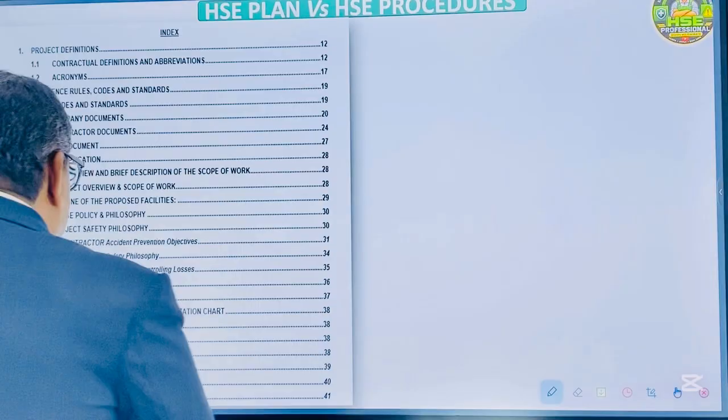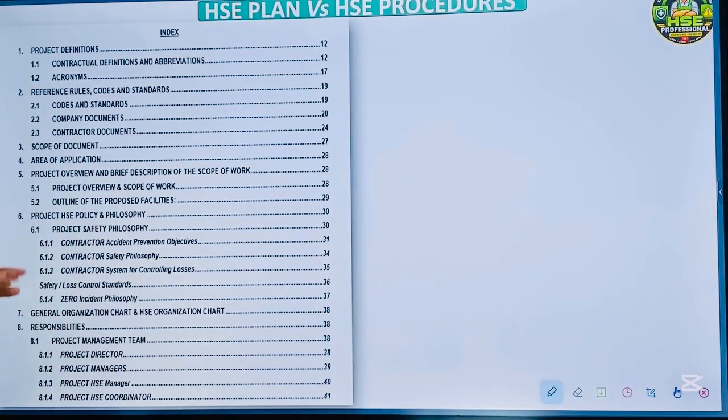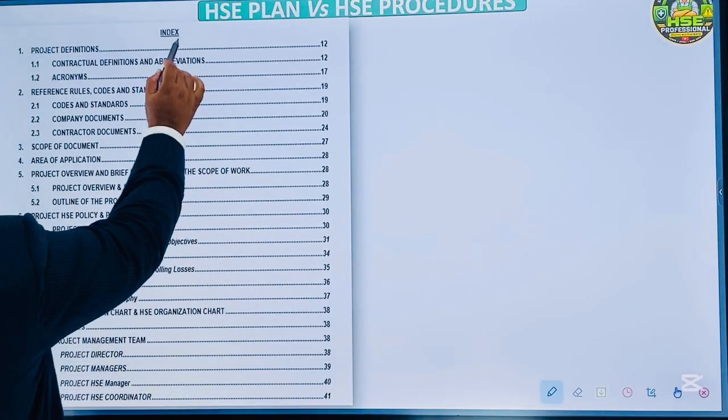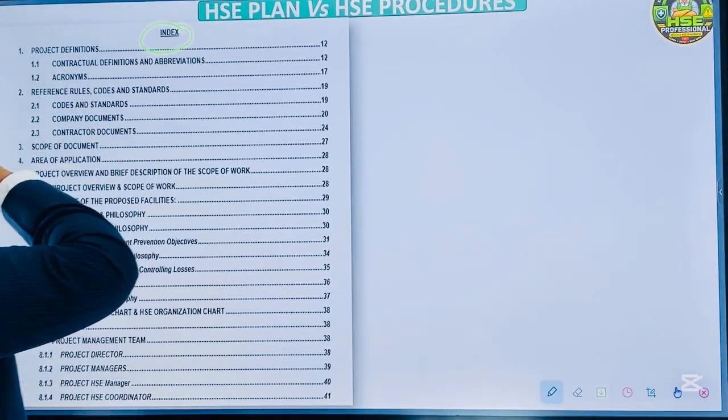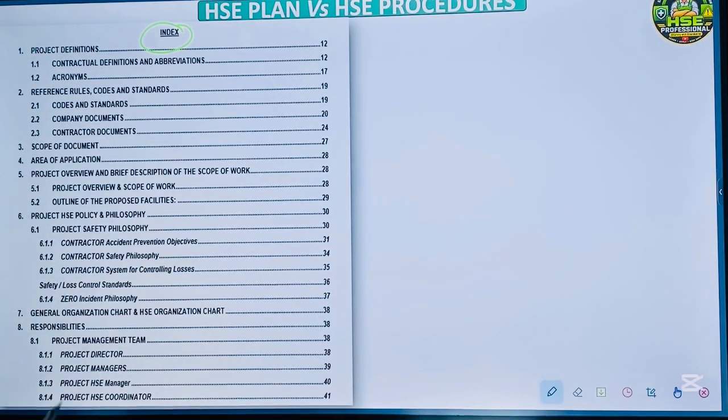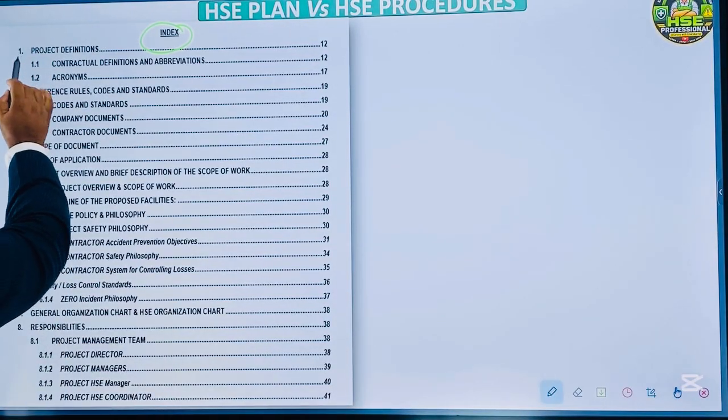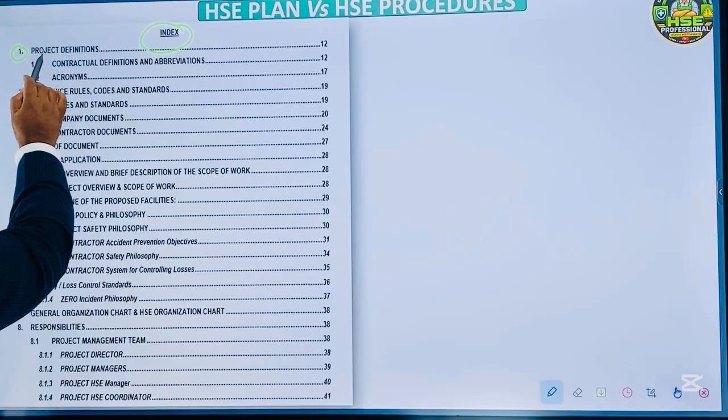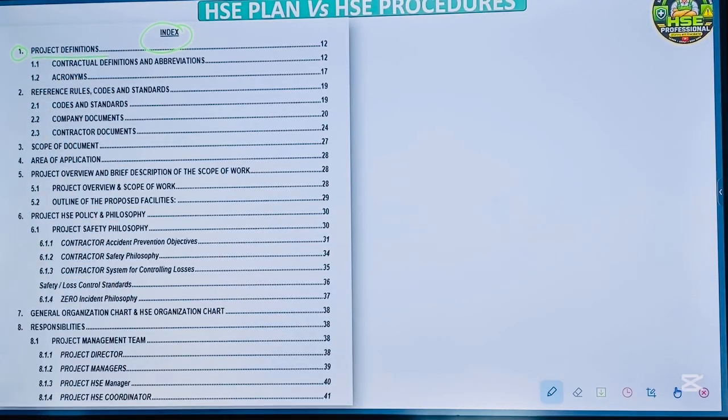I have attached here some sample. Okay, we cannot go through each and every detail, but yes, it is important. This is called the index, the contents. You can see here point number 1, project definition. What is project definition?